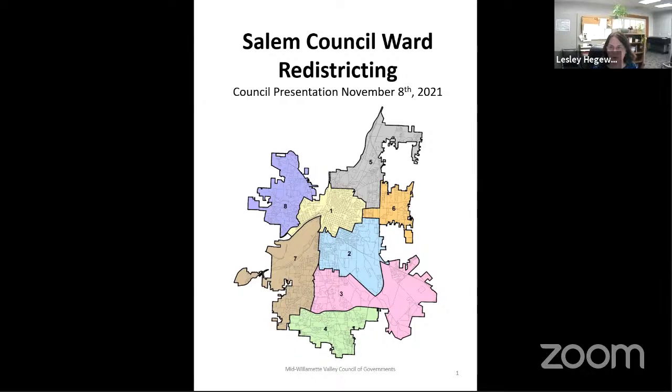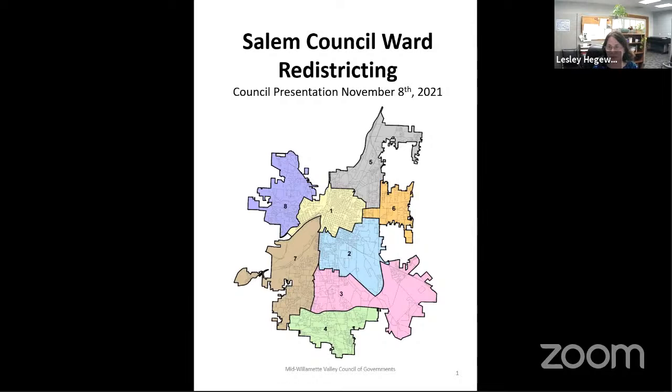We are here to talk about the Salem Council Ward redistricting. My name is Leslie Hegewald. I'm the GIS coordinator for the Mid-Willamette Valley Council of Governments. And this is the third time I've done this. We did this also following the 2000 and 2010 censuses.